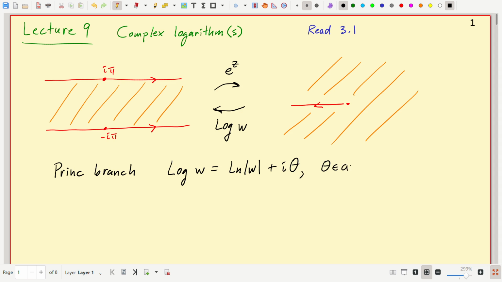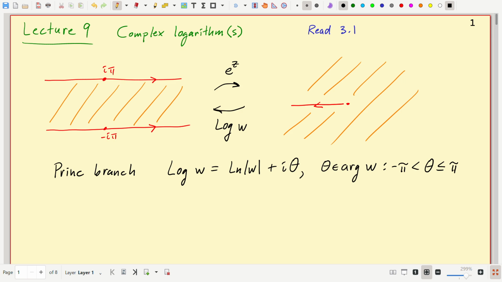Remember, I like to write arg w as a set, so theta is in an argument. But in the principal branch, you take theta between minus pi and pi, and when you're on pi, you let theta equal pi instead of minus pi. But we'll be thinking of this as a mapping on an open set, so we won't care about the red lines where there's a tug of war about what the argument is.